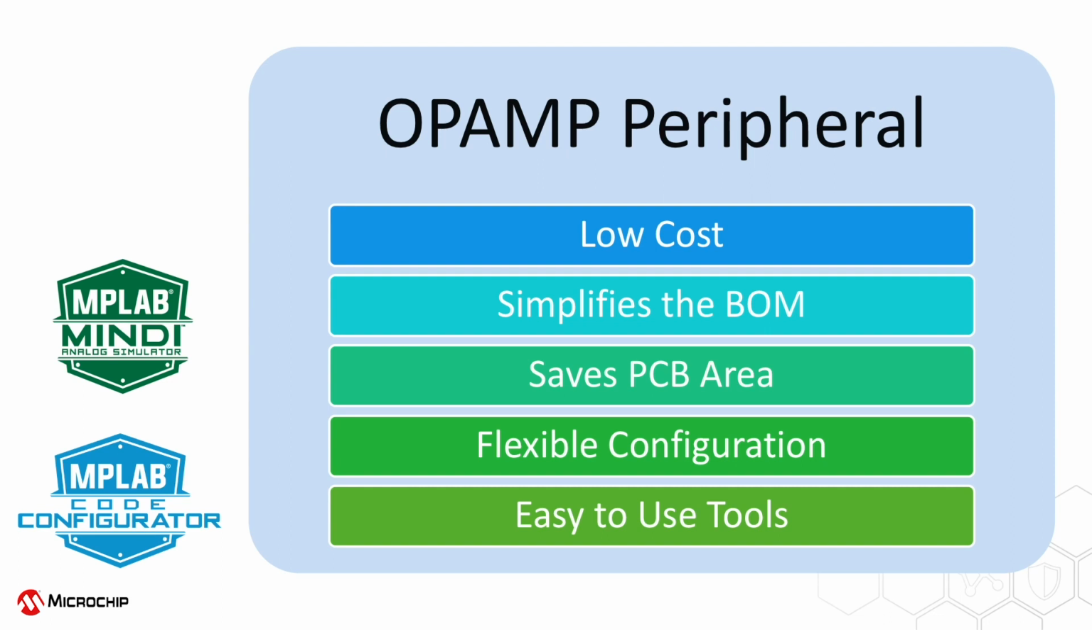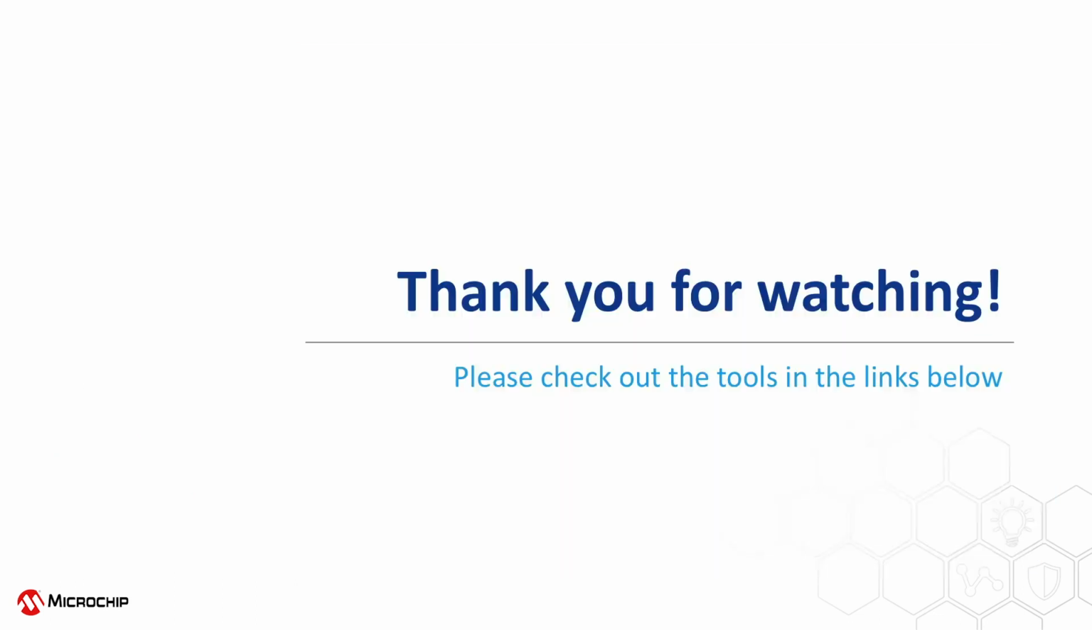To configure the op-amps in the microcontroller, MPLAB Code Configurator or MPLAB Start are easy-to-use tools which can generate the APIs to configure the op-amps and other peripherals on the device. Curiosity Nano development kits for the AVR DB and PIC18Q41 are pre-programmed in the factory with software that allows for an out-of-the-box evaluation of the op-amps. MPLAB MINDI, an analog circuit simulator, can simulate the performance of the op-amps before a design is built or prototyped. This free tool is available at the link in the video description.